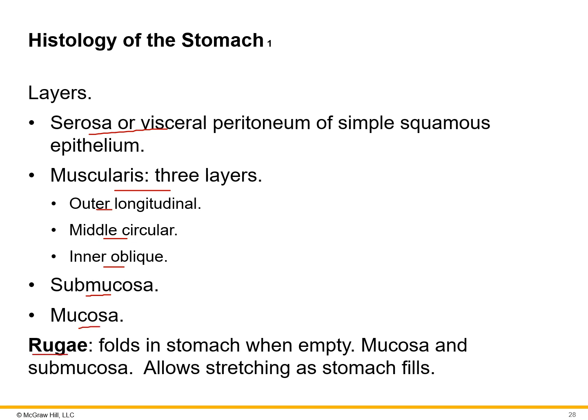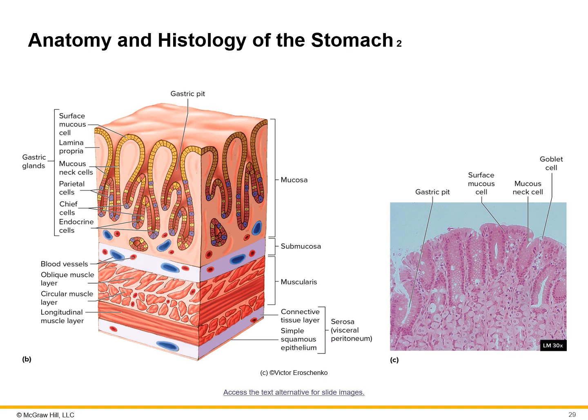And then there are also what are called rugae. These are folds of the stomach when it's empty that have mucosa and submucosa, which allows stretching as the stomach is going to fill. And so again, just looking here at these different layers: our mucosa layer on the inside, submucosa, and then the muscularis that form the layers of the stomach.